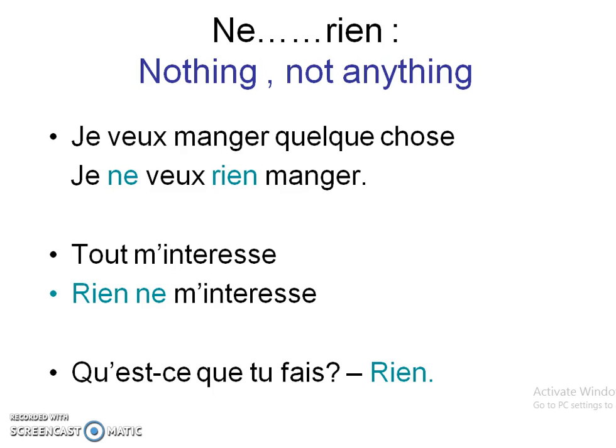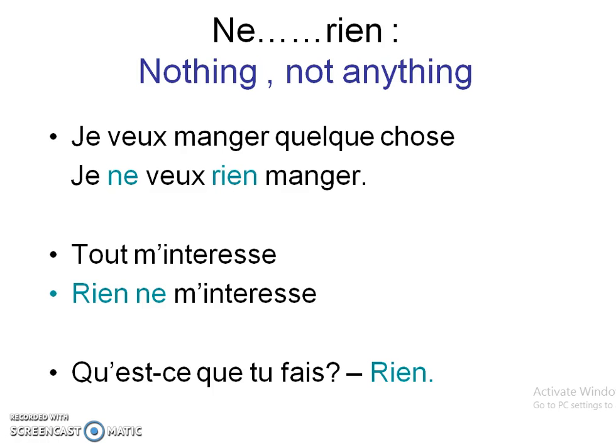Ne rien, nothing. Je veux manger quelque chose. I want to eat something. In English, my negation would be I don't want to eat anything, or I want to eat nothing. The word nothing means rien. Hence, we place ne before the conjugated verb, and in place of pas, we place rien. Je ne veux rien manger.